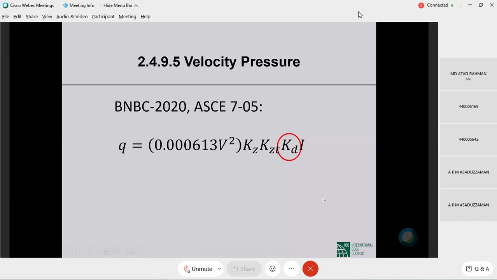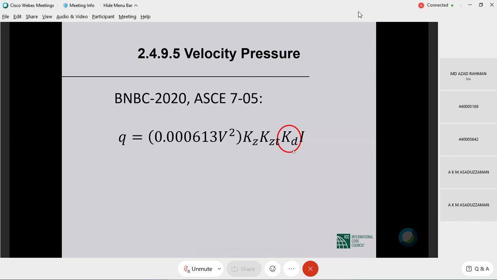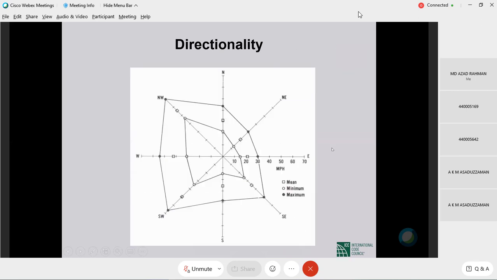Okay. K sub D is called a directionality factor. So at pretty much every location, you have a predominant wind direction. This, I forget now, was something like Houston. I don't remember. Anyway, wherever it was, the northwest wind is the predominant wind. Southwest comes next. The other directions you have lower wind. So southwest wind will cause the most effect on our building.